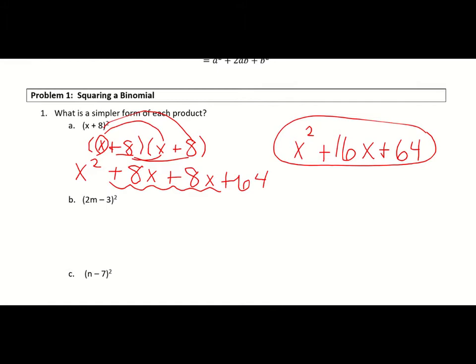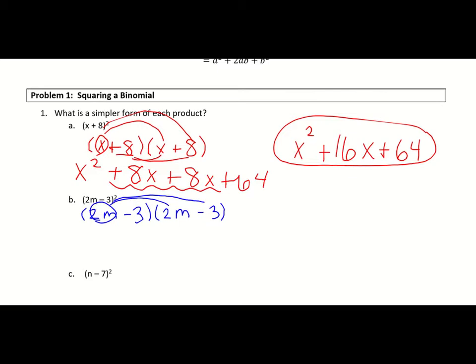So let's take a look at letter B. We want to simplify 2m minus 3 quantity squared. So again, when something's squared, it means that something's being multiplied by itself. So the first thing I'm going to do is write out 2m minus 3 times itself. So I see I have 2 binomials here, and then I want to distribute the 2m from the first binomial to everything in the second binomial, and then I'll distribute the negative 3.